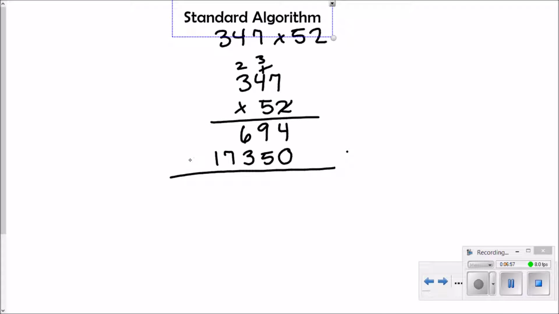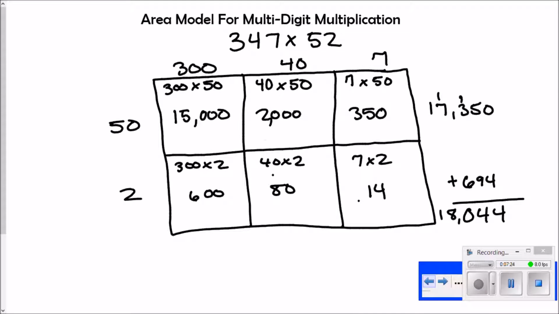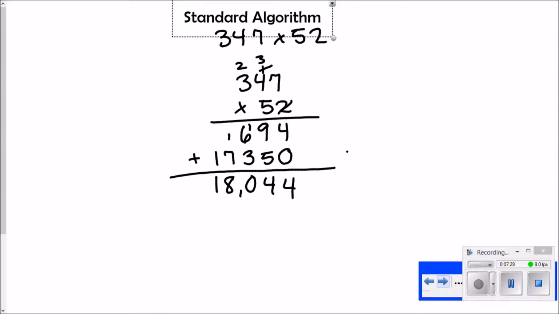And then 5 times 3 is 15 plus 2 is 17. So I'm going to find the sum of these two products. And we get 4. 4, carry the 1 from our tens place over to the hundreds place. With a 0 in the hundreds place, carry the 1. 1 plus 7 is 8. And we have an 8 in the thousands place, and then the lonely 1 in the 10 thousands place. So if you look back at our area model example, we have 18,044 as our answer. And if we look at the standard algorithm, we have 18,044.